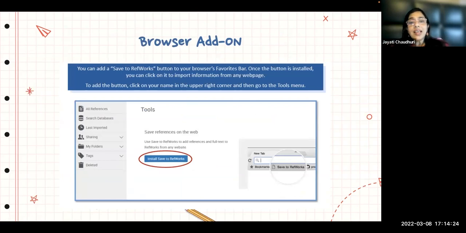Okay, so here is the browser add-on option that I talked to you about 2 slides ago. From the RefWorks tools menu, if you just click on install save to RefWorks, it will be added to your browser favorites menu bar as save to RefWorks. And then for example, if you are using information from a web page, you can go to that web page, and if you just click on this save to RefWorks button, RefWorks will automatically extract all the citation information from that web page, and it will generate the citation for you. So it's really easy, okay? Next slide, please.